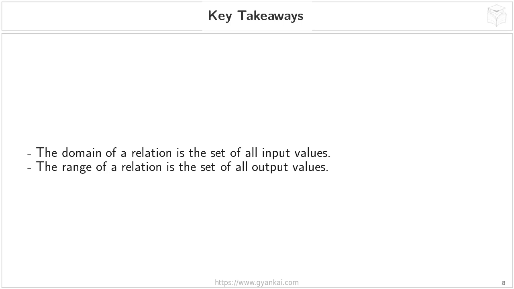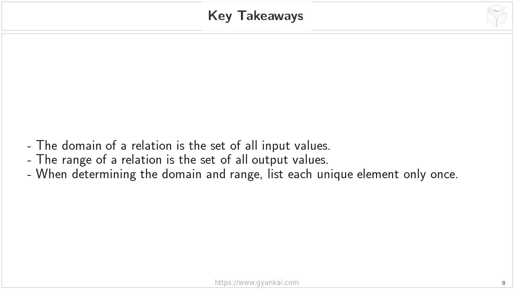Key takeaways. First, remember that the domain of a relation is simply the set of all input values. Think of it like this. If you were to feed numbers into the relation, the domain is the collection of all the possible numbers you could feed in. Next, the range of a relation is the set of all output values. These are the results you get out of the relation after processing those inputs. So, if the domain is what goes in, the range is what comes out.